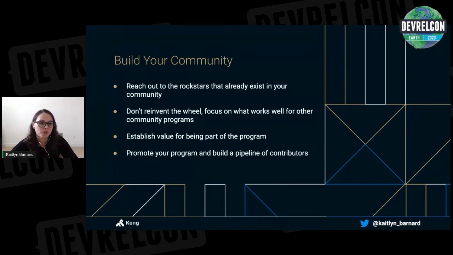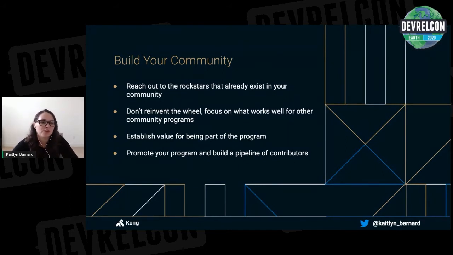The second is do your research. So what other communities exist in this space? What's working for them? What might not be working? How can you differentiate? A lot of people are in multiple communities at this point, so you don't want to have the exact same replica of another program that they're in, but you also don't need to fully reinvent the wheel.